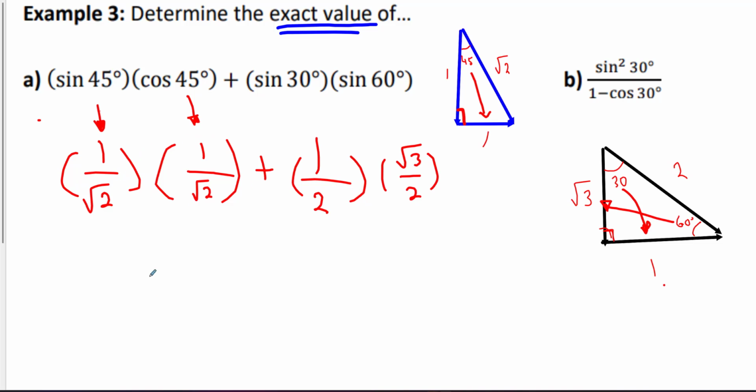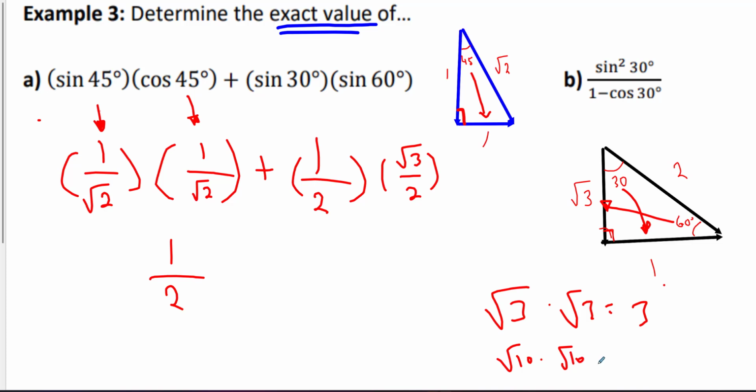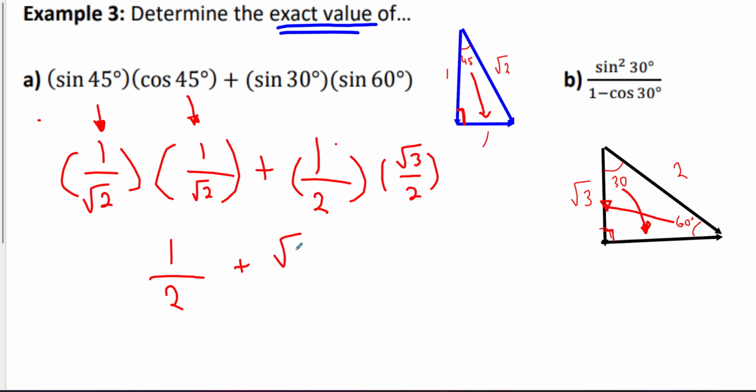Now we multiply. What's 1 times 1? That's just 1. And what's root 2 times root 2? If you do it correctly, it's actually 2. And that's something that you should know: root 3 times root 3 is equal to 3, root 10 times root 10 is equal to 10. So if I have the square root of a number multiplied by itself, it just gives me the number inside the radical. You can figure it out yourself, and you can use the calculator to prove this. It's not that hard. And now 1 times root 3 is just root 3, and 2 times 2 is 4. Remember, when you're multiplying fractions, you just multiply the top and multiply the bottom.